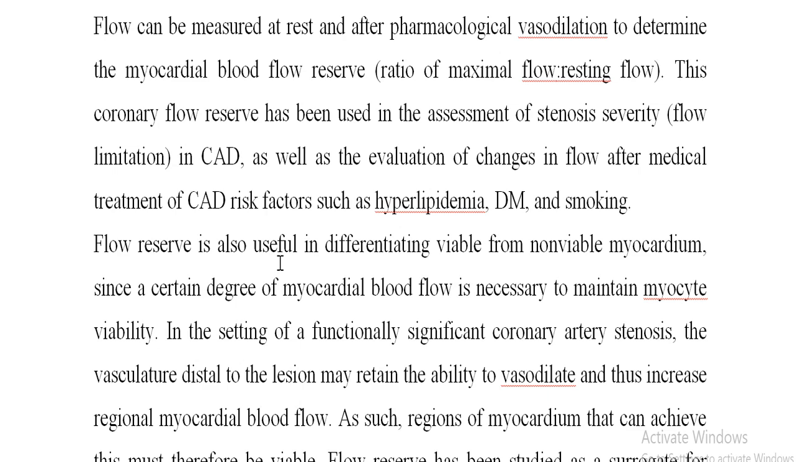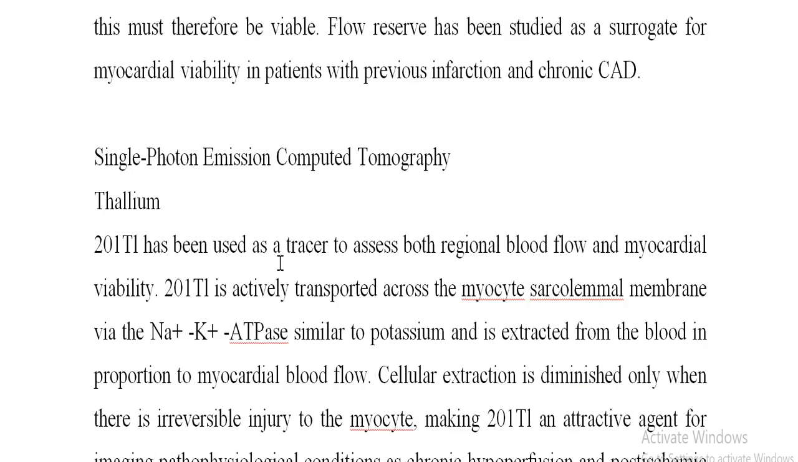Single photon emission computed tomography. Thallium 201 (201Tl) has been used as a tracer to assess both regional blood flow and myocardial viability. 201Tl is actively transported across the myocyte sarcolemmal membrane via the sodium-potassium ATPase pump, similar to potassium, and is extracted from the blood in proportion to myocardial blood flow.